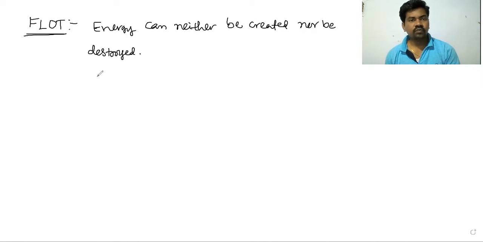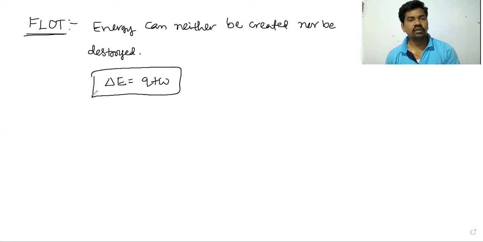So according to the first law of thermodynamics, delta E is equal to Q plus W. So this is the first law of thermodynamics. Delta E is equal to Q plus W. Here, the association of heat energy plus work done is called the first law of thermodynamics.